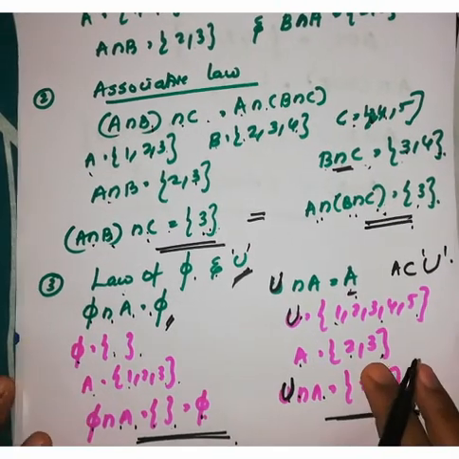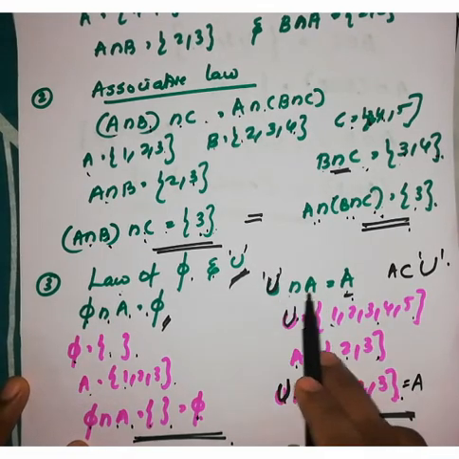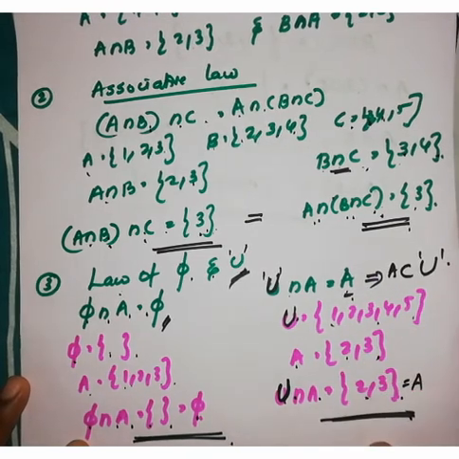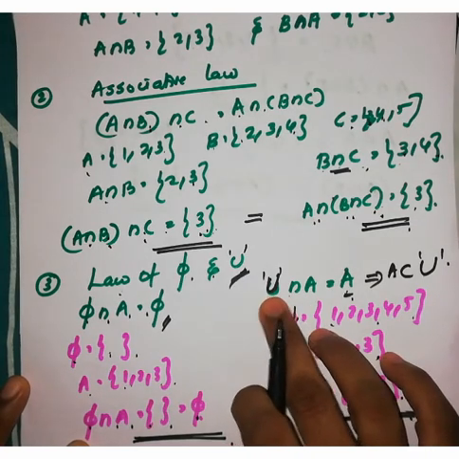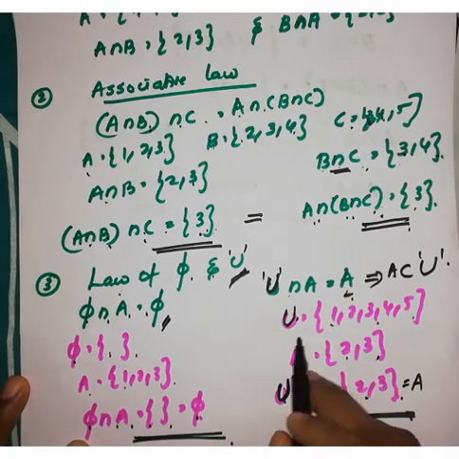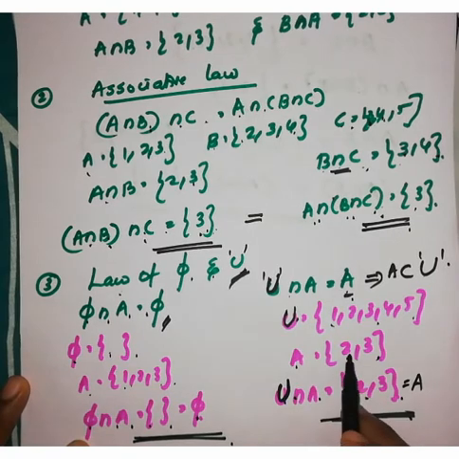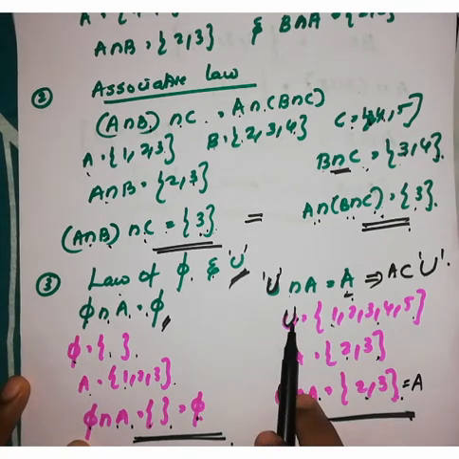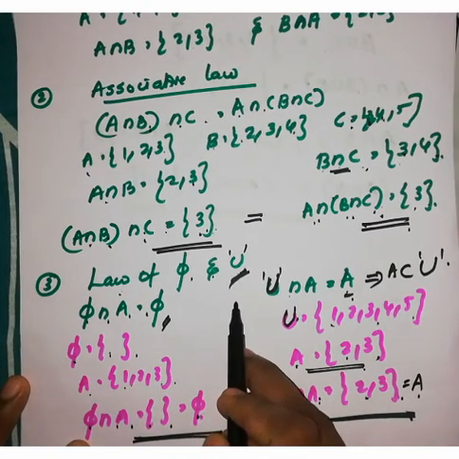When we are intersecting any set with the universal set U, U intersection A is equal to A itself. Why? Because A is a subset of the universal set. We know that for any set A which is a subset of the universal set, U intersection A is equal to A itself. Example, U is equal to 1, 2, 3, 4, and A is another set 2, 3. All the elements of A are present in the universal set, so A is a subset of the universal set. Then U intersection A is equal to A itself. This law is known as law of universe. Clear?